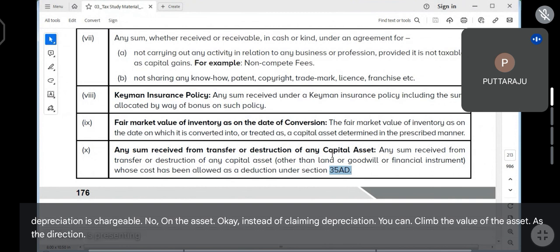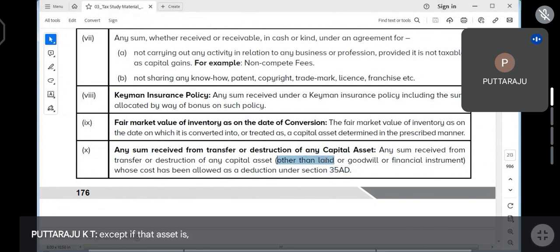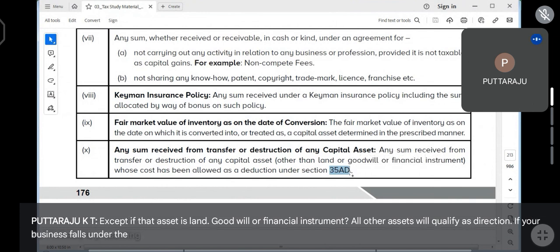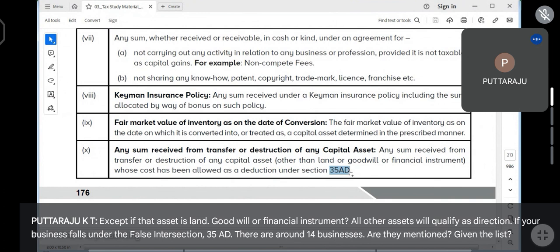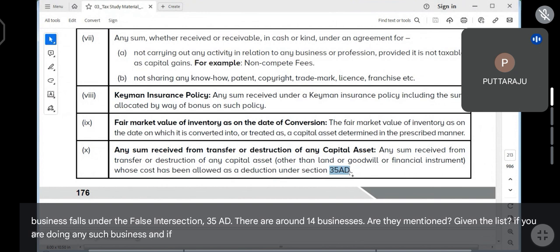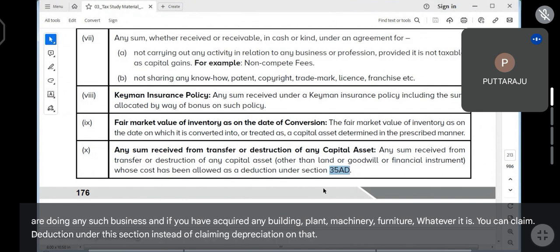If you fall under the business which has been specified under this section, except if that asset is land, goodwill or financial instrument, all other assets will qualify as deduction if your business falls under section 35AD. There are around 14 businesses they have mentioned, given in the list. If you are doing any such business and if you have acquired any building, plant, machinery, furniture, whatever it is, you can claim deduction under this section instead of claiming depreciation on that.